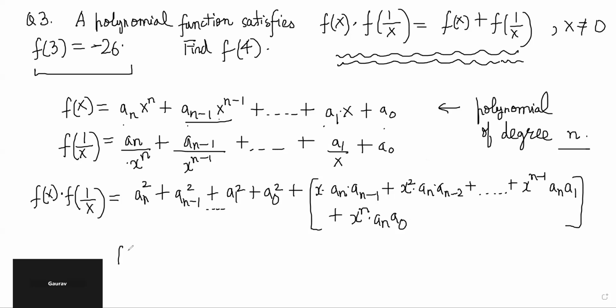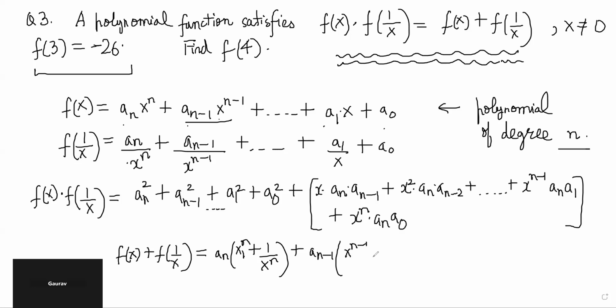So f of x plus f of 1 by x, let's think of that also. That will become an common x power n plus 1 by x power n, plus an minus 1 common x power n minus 1 plus 1 by x power n minus 1, right? And similarly, a1 common x plus 1 by x plus 2a naught, right? Now these two are supposed to be equal, correct?